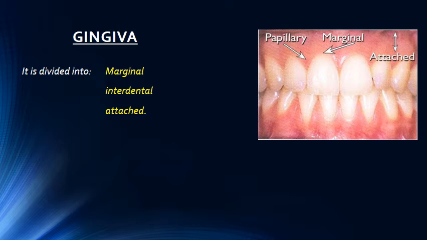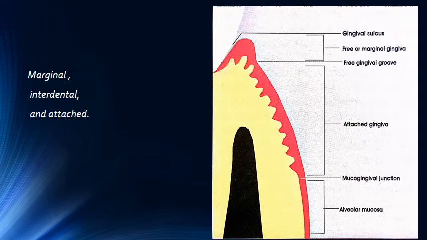Gingiva has three distinct parts: the marginal gingiva, the interdental gingiva, and the attached gingiva. In the picture, we can see it is clearly demarcated. Schematic representation of the gingiva: marginal gingiva, that is this part. Then we have the interdental gingiva. Okay, it's not in this schematic picture. And the firm gingiva. Attached gingiva is extending from here to here.